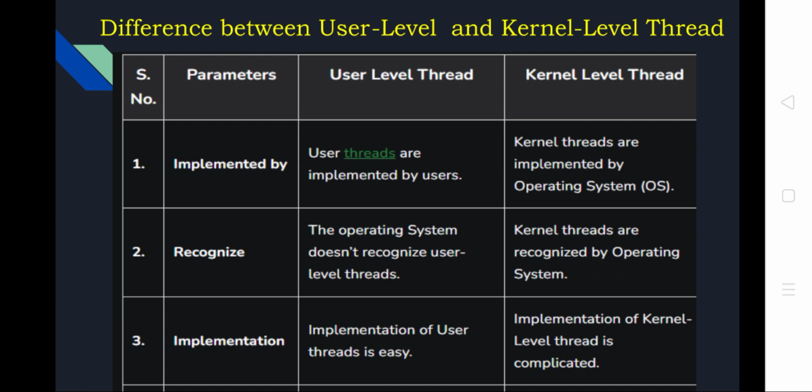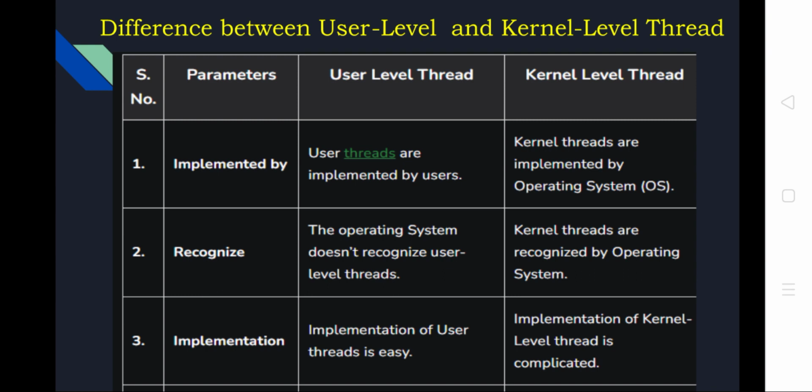Next is how the threads are recognized. The operating system does not recognize the user level threads. That means the OS always recognizes the kernel level threads, whereas it is not concerned about the user level threads. That means the user has to create, manage, and run the whole thread management system. But in the case of kernel level threads, the OS recognizes the kernel threads. As for implementation, the implementation of user level threads is very easy, whereas, as is obvious, the implementation of kernel threads is complicated because it has so many system things to do.